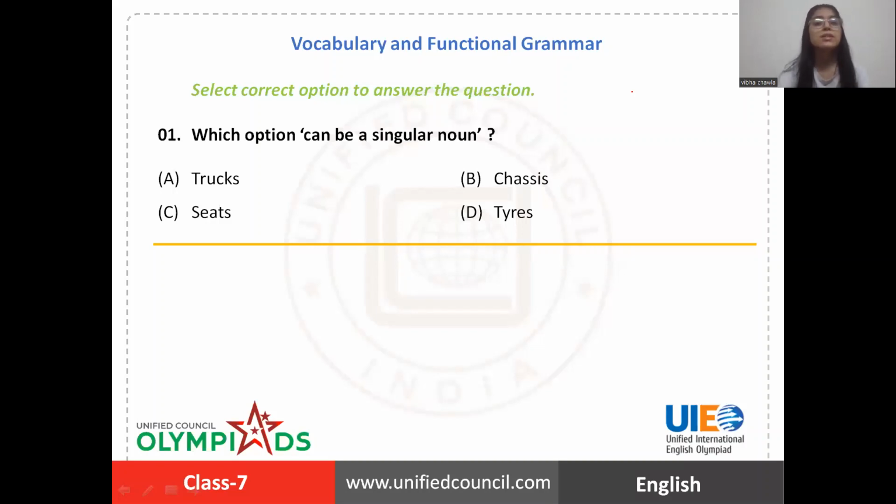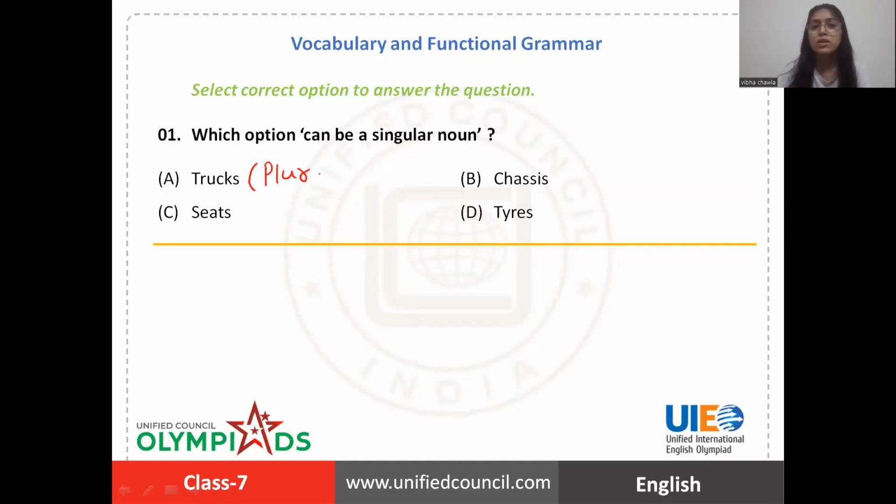Today we are going to discuss some questions from English language that are very important for your Unified International English Olympiad exam. So let's start with the very first question. Question number 1 says, which option can be a singular noun? So we are given 4 nouns here and we have to pick that noun which can be singular. So let's have a look at all the options one by one.